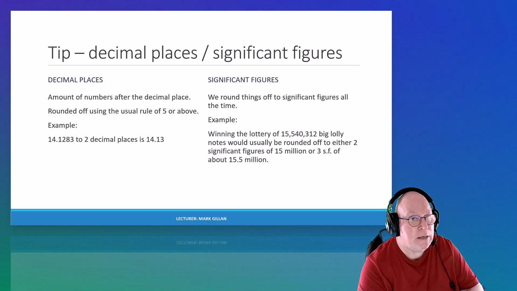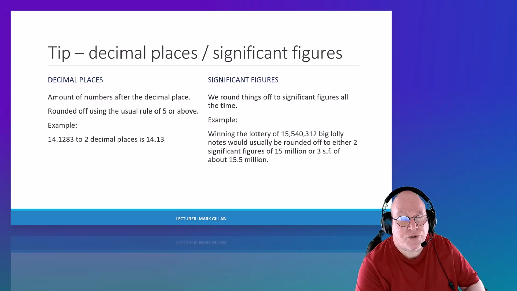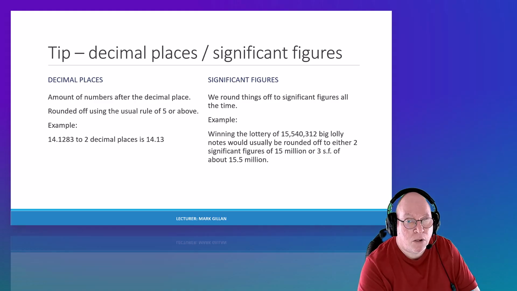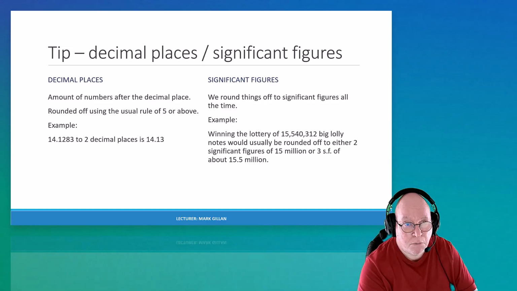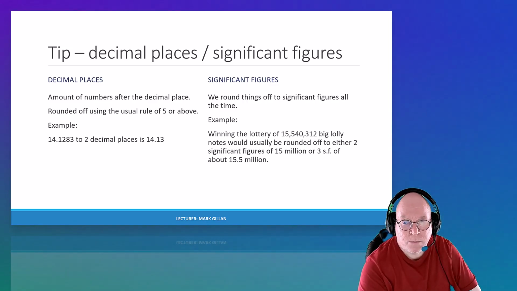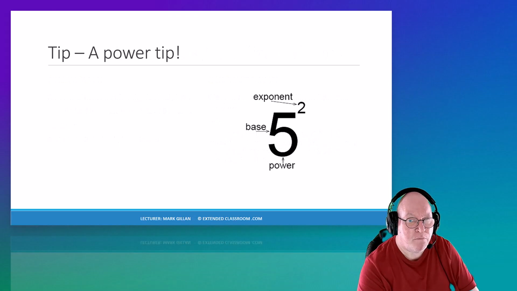Significant figures. Well, if you're lucky enough to win the lottery, you wouldn't go around telling everyone I've won 15,540,312 big lolly notes. You would tend to round it off to 2 significant figures, 15 million. So it'd be 15, 0, 0, 0, 0, 0, and so on. We don't worry about those zeros, it's the big numbers. Okay, 3 significant figures would have been 15.5 million.